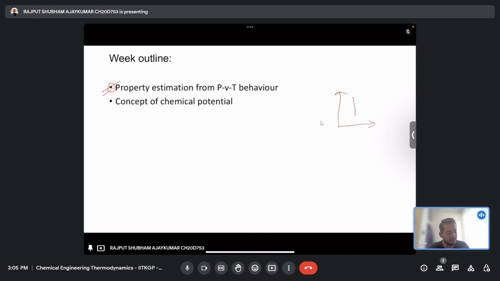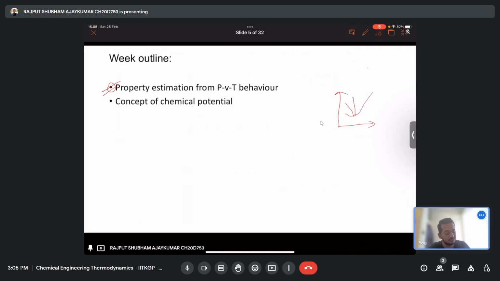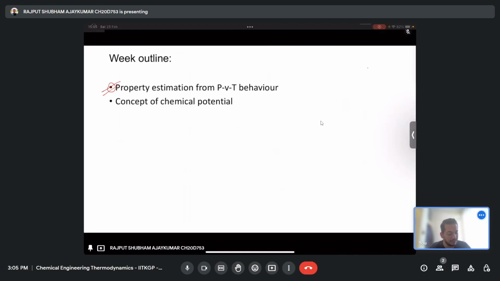So these three different curves will come like this, and it will serve as a sublimation curve. So there will be three different curves: sublimation, liquefaction, and vaporization, and this is the triple point, and this is the critical point, above which all the phases will be gas. So this is what we covered in the last week, the PVT behavior of pure fluids.